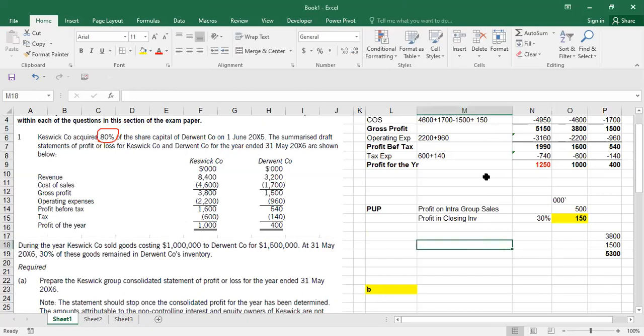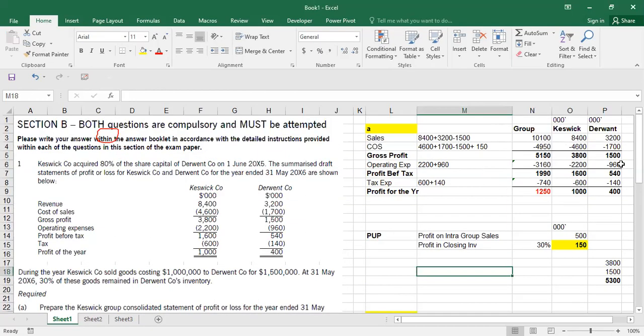But 20% from where? 20% from the parent or from the group or 20% from the NCI, from the subsidiary? Of course, NCI lies here, 20% from here. NCI is not going to take 20% from the group profit or from the parent profit. It is in the subsidiary, Derwent. So NCI is 20% of Derwent profit. So, but before you give him 20% from 400, which is maybe $40, sorry, 80.